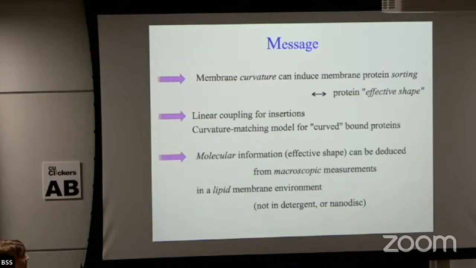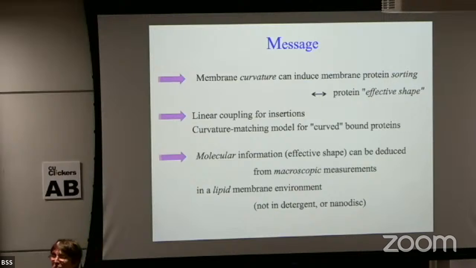And interestingly, I think I showed you that from very macroscopic experiments, because tube pulling is a macroscopic experiment, we use a confocal microscope, even optical tweezers, we can directly deduce information which is molecular. We get an effective shape, which we can relate to the structure of the proteins. And what is also very interesting is that we get that in a lipid environment, because in many cases, when people do a structure, a cryo-EM, they usually have the protein in detergent. So I think that we can get this information in a much more natural environment for the proteins. Okay, so now I'm completely switching topics.